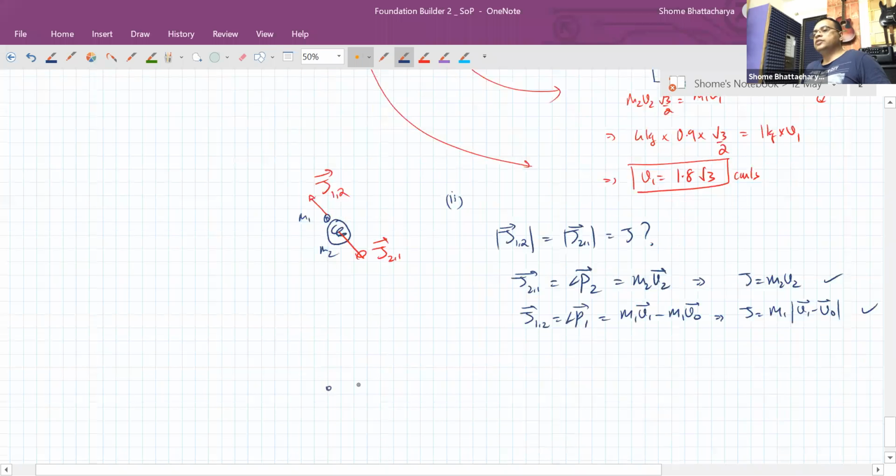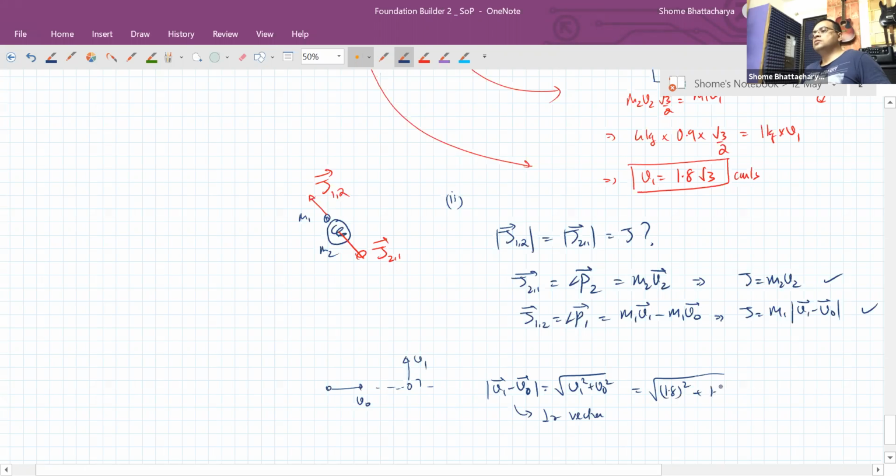You can see that v0 was like this, and later v1 was like this. So they are perpendicular vectors. So mod of v1 minus v0 will be square root of v1 square plus v0 square, because they are perpendicular vectors. Okay, so that is square root of (1.8) square plus (1.8 into root 3) square. So that is 1.8 into square root of 1 plus 3. So that is 3.6 centimeters per second.